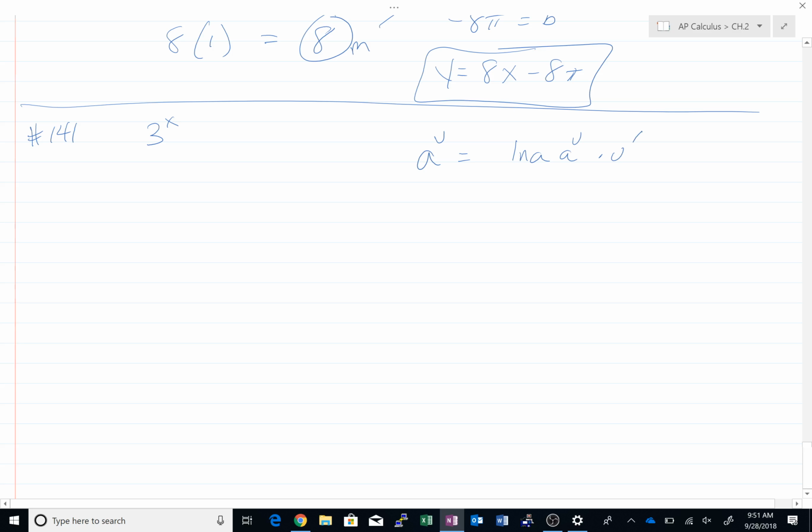Okay, so here we go. This one's easy, but we're going to get harder here in a sec. So natural log of 3 to the x times 1. And 1 is the derivative of x. Okay, so we just kind of leave it like that. Natural log of 3 times 3 to the x. Let's do a little harder one here. How about 143?